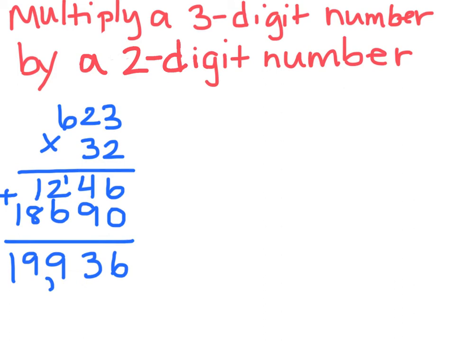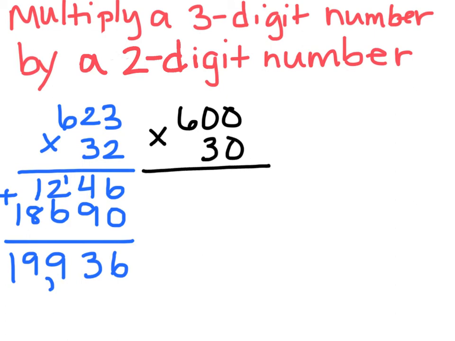We'll round 623 to 600 and 32 to 30, giving us an answer of, let's see, 0 times 600 is 0. 3 times 0 is 0. 3 times 0 is 0. 3 times 6 is 18, giving us a rounded answer of 18,000.